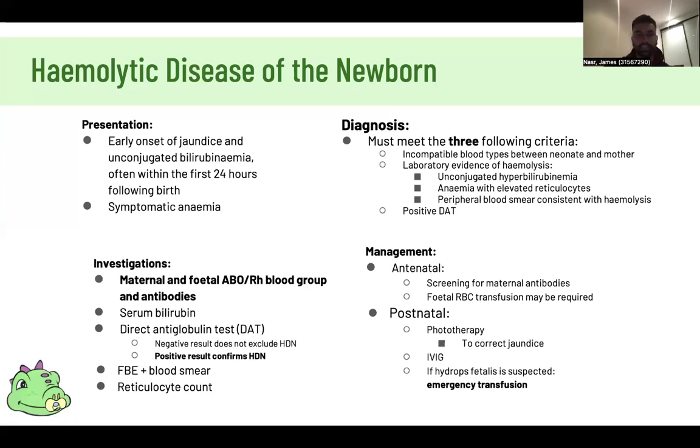And then your other basic things would be an FBE and a blood smear with a reticulocyte count as well, which will indicate hemolysis. So the diagnosis of this essentially requires meeting all three of these criteria. You have to have incompatible blood types between a neonate and a mother. If they're compatible, then it can't be hemolytic disease, and you have to consider other diagnoses. You have to have some lab evidence of hemolysis. That can be either unconjugated bilirubin, anemia with high reticulocytes, or a peripheral blood smear that's consistent with hemolysis. Any of those three things would be enough to satisfy that point.